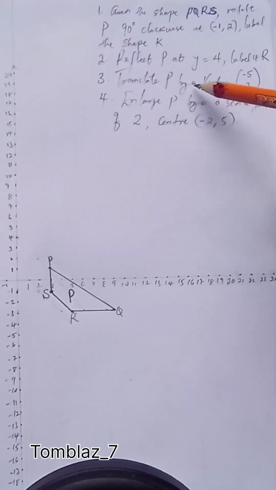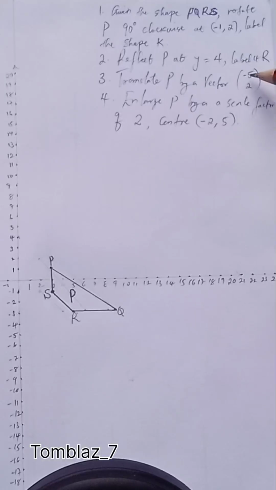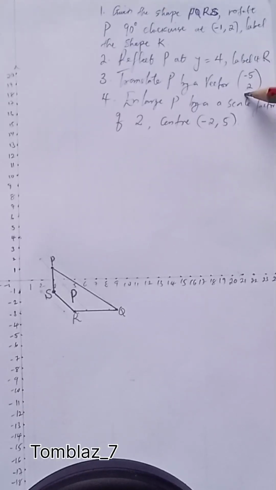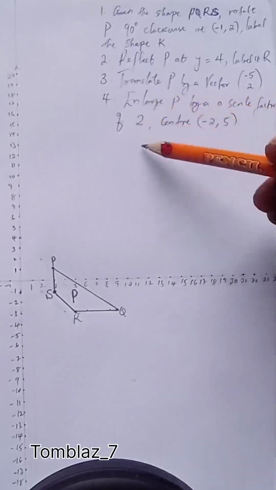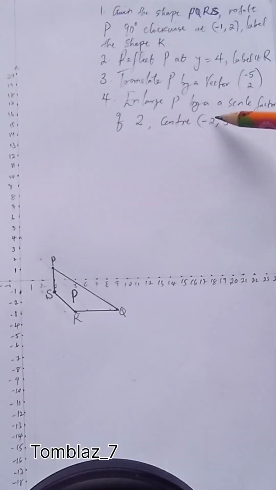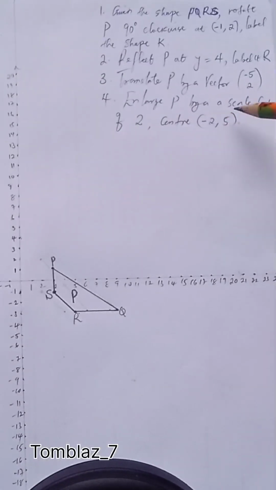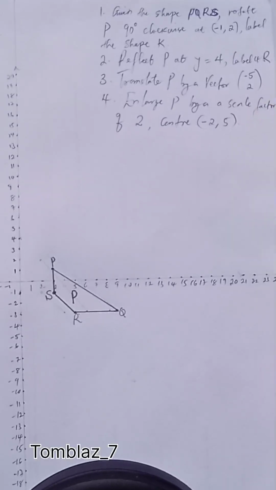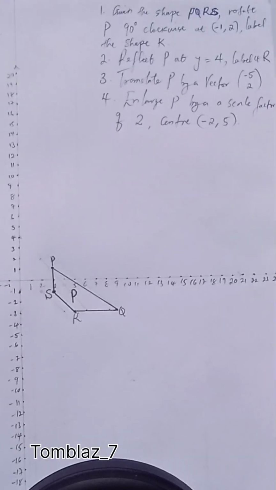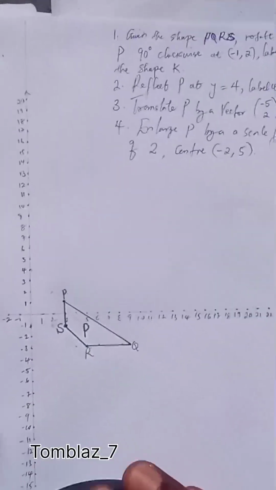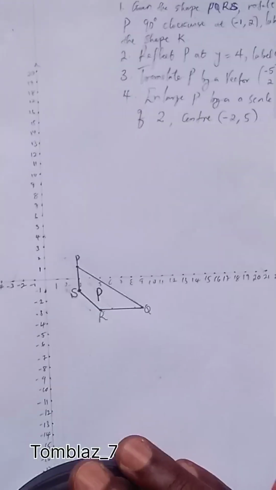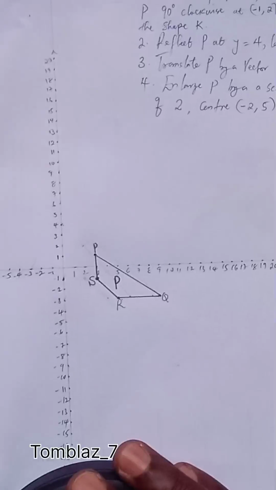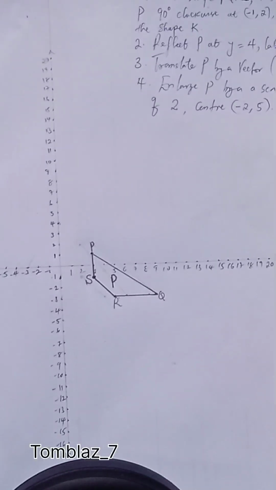Then we should translate P by a column vector (-5, 2). Then we should enlarge P by a scale factor of 2 with a center of (-2, 5). Okay, so let's start with the first option. The first option says we should rotate PQRS 90 degrees clockwise at the center of (-1, 2).